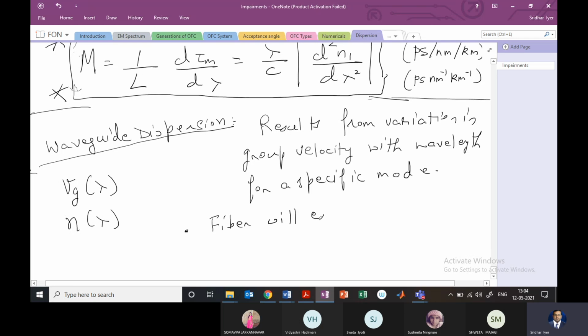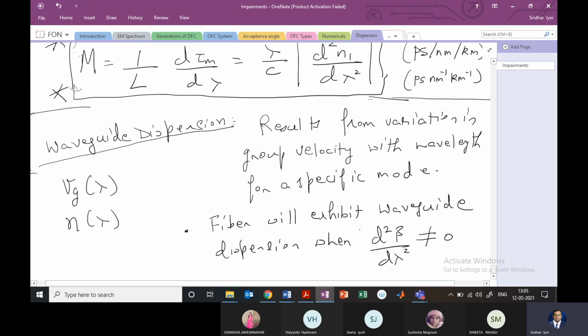will exhibit waveguide dispersion. The waveguide dispersion occurs when d square beta by d lambda square is not equal to 0. This also we'll see when we derive the effective refractive index.